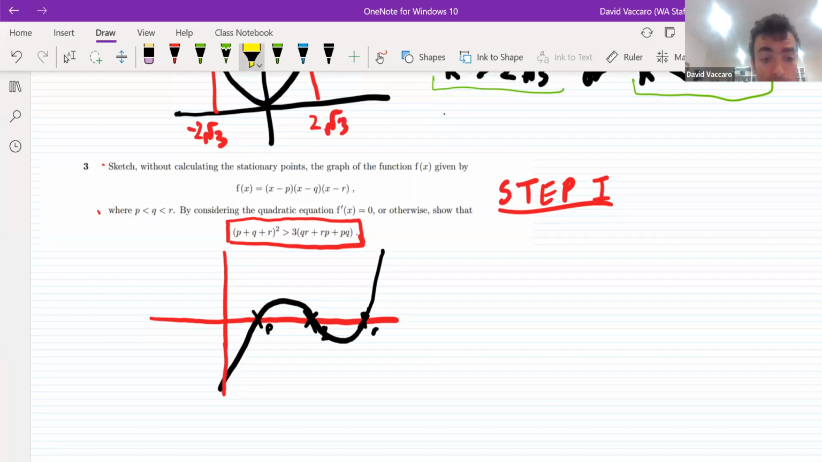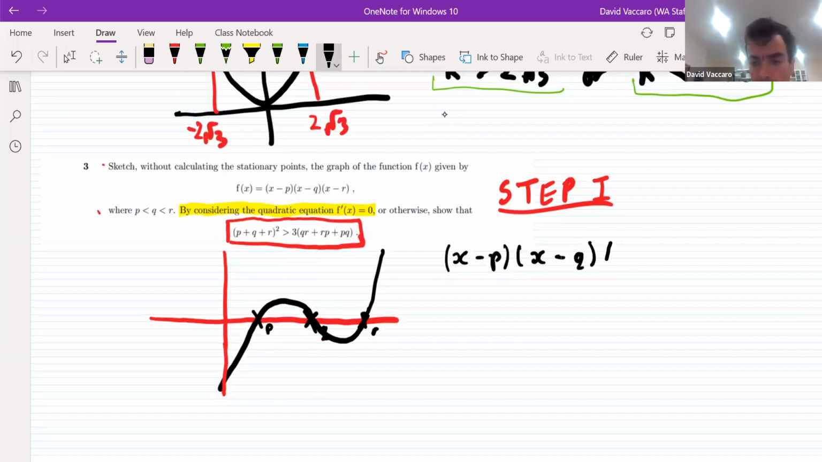Now, this STEP question is relatively friendly because it tells me what to look for. It tells me to look for the quadratic equation f dash x equals 0. So I will do that. And the first thing I need to do is open the brackets. Now, I'm going to open the brackets in a bit of a tricksy way.